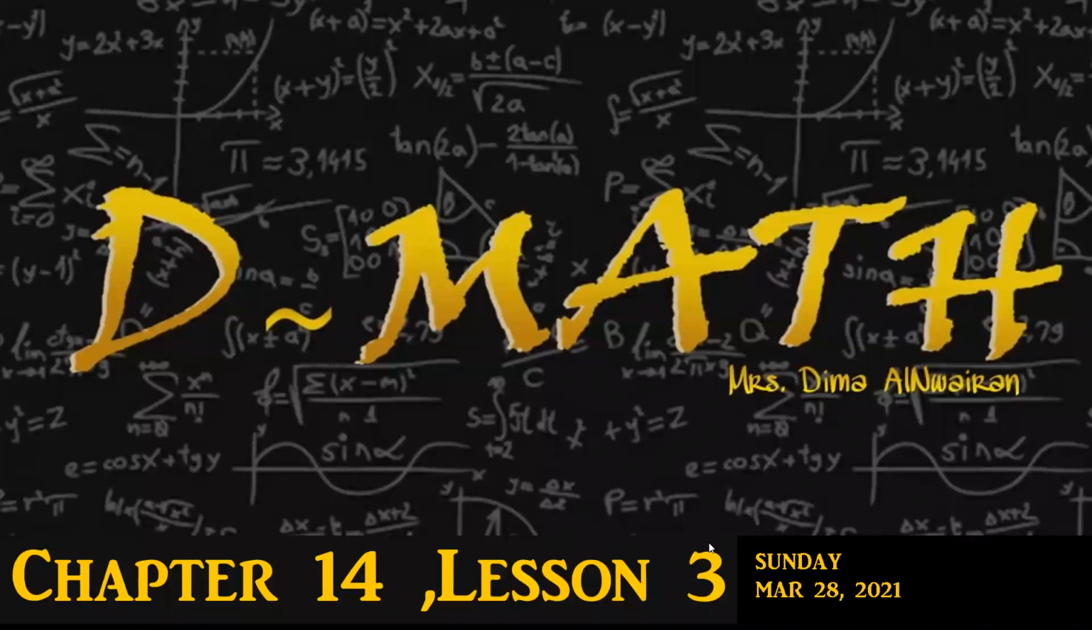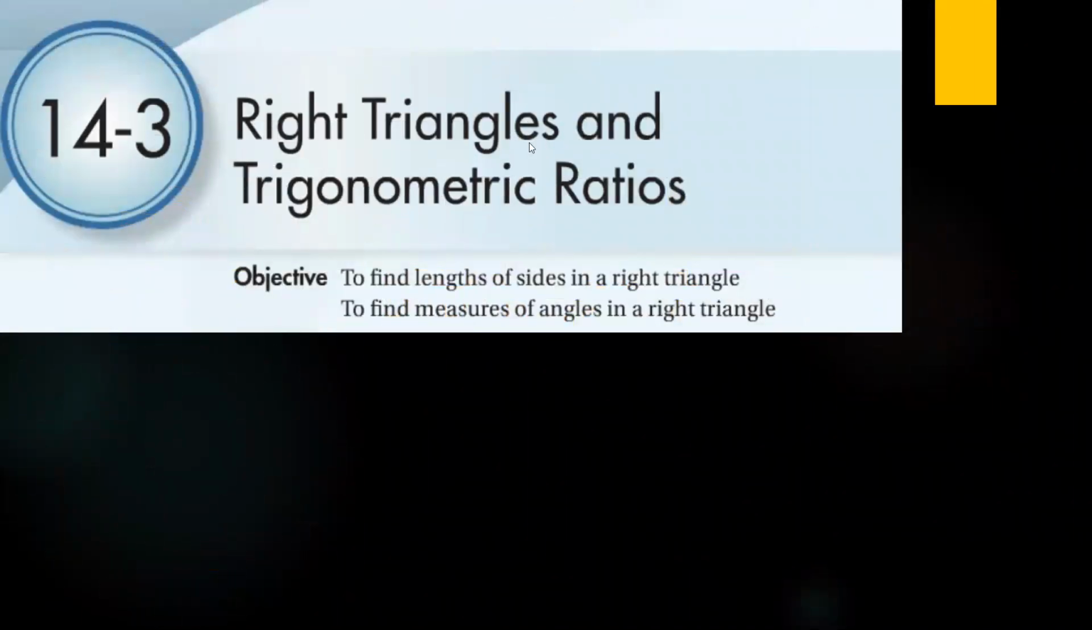Let's start now for lesson 3 in chapter 14, which is talking about the right triangles and trigonometric ratios. In this lesson, we are going to find the length of sides in a right triangle and find the measure of angles in a right triangle. Inshallah, it will be a very easy lesson. We know that in chapter 13 and chapter 14, we talk about the trigonometric functions.